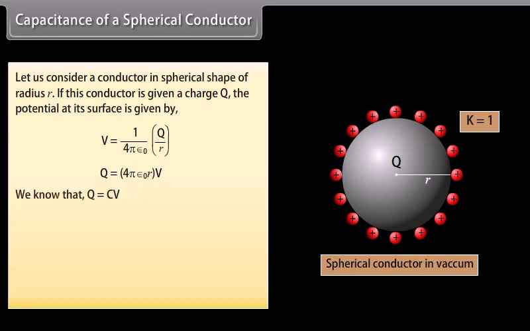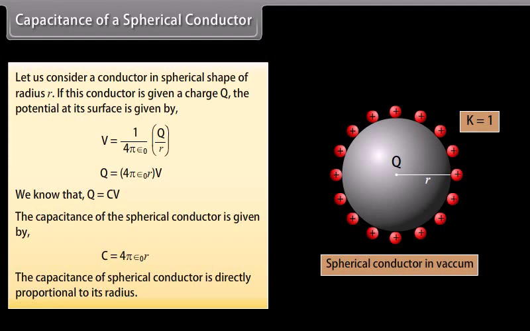We know that Q is equal to CV. On comparing the above equations, the capacitance of the spherical conductor is given by C is equal to 4 pi epsilon not R. This relation shows that the capacitance of a spherical conductor is directly proportional to its radius. Larger is the radius, larger will be its capacitance. This expression is true for the conductor placed in air or vacuum.